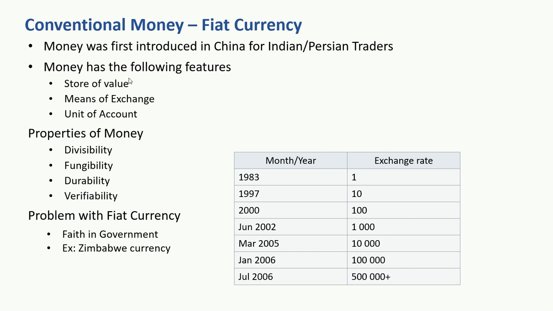Okay, there is nothing wrong with the Zimbabwean people. They believed in their government, and the government also tried their best. But what happened? We'll see that. In 1983, one Zimbabwean dollar was equivalent to one US dollar. What happened in 97? It was $10. Then just look at what happened in 2006. In a period of 6 years, almost half a million Zimbabwean dollars is equivalent to $1. So it's terrible, right?